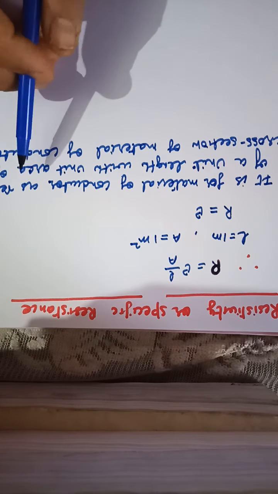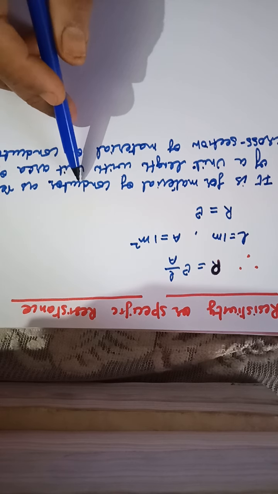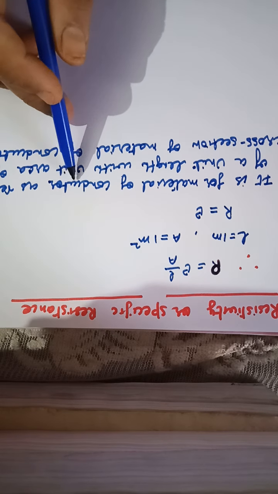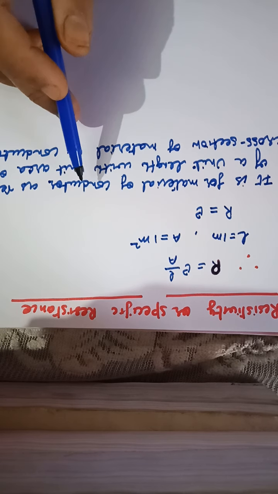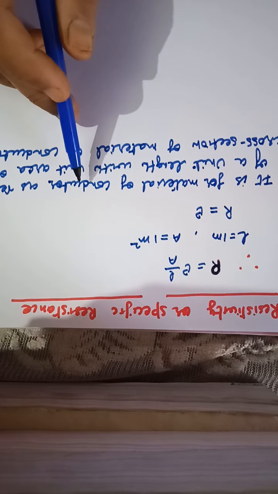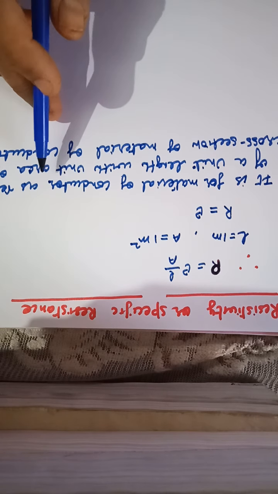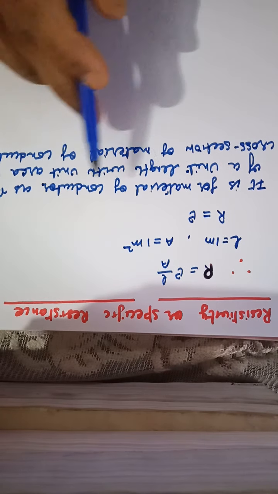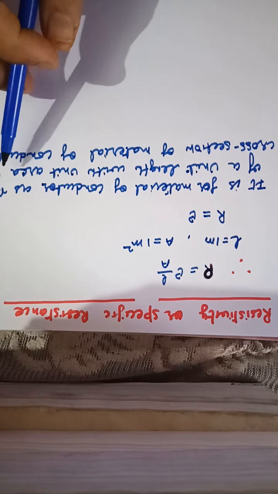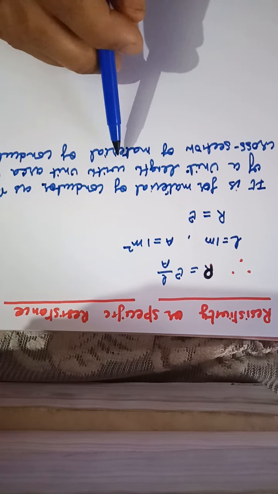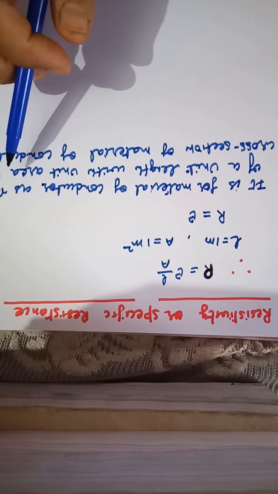a constant quantity for any kind of material. It is a property of the material of a conductor. We have different kinds of material: iron, copper, silver, manganese, semiconductor. For these kinds of material, the value of resistivity or specific resistance for unit length and unit area will be a constant quantity, and it is different for different material. So basically it is a property of the material.